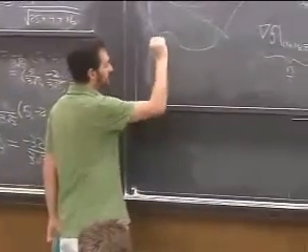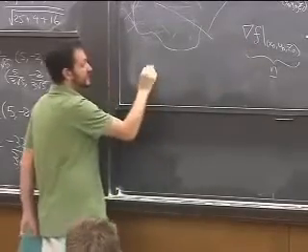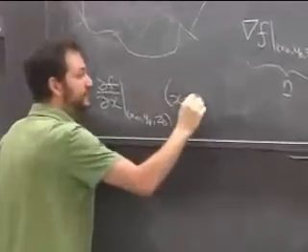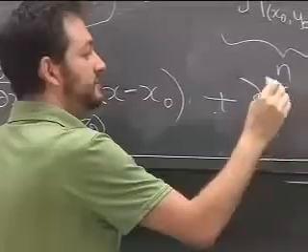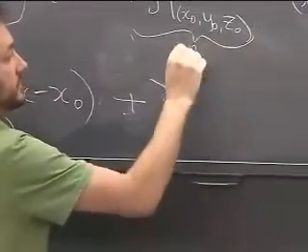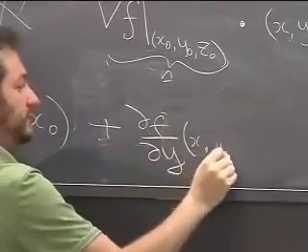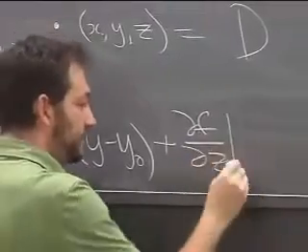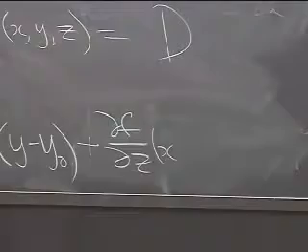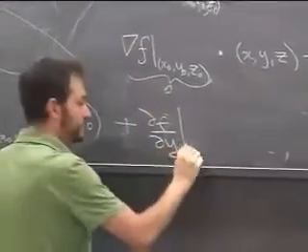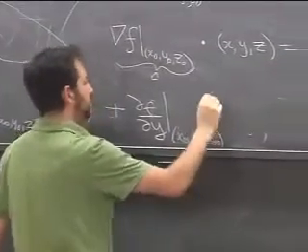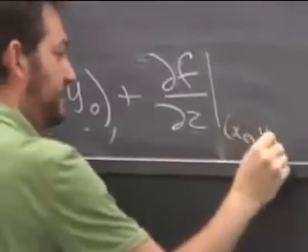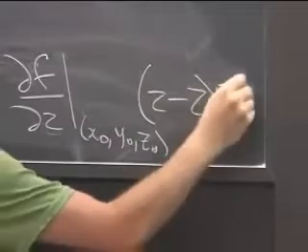The one in the textbook writes it out in great gory detail, expanding this out to df dx, again evaluated at x0, y0, z0, times x minus x0, plus df dy evaluated at x0, y0, z0, times y minus y0, plus df dz, again always evaluated at this point, times z minus z0 equals 0.